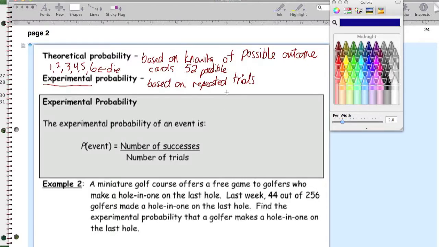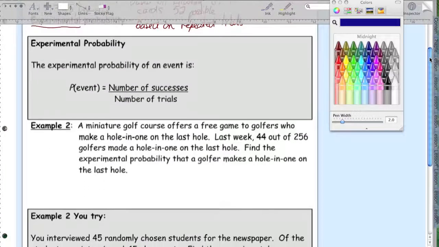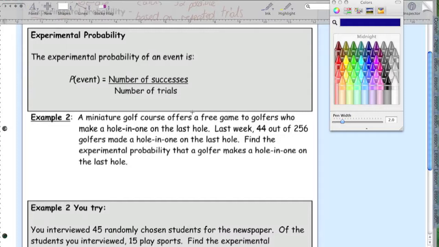So you would have to watch the pitcher, or watch the batter, analyze what's going on, collect data, things like that. So repeated trials are the difference here. Experimental is based on it happening over and over and over, and then collecting your data. So experimental probability has a slightly different formula, but it's the same overall concept. The experimental probability of an event is the probability of whatever the event is, and then it's the number of successes over the number of trials.